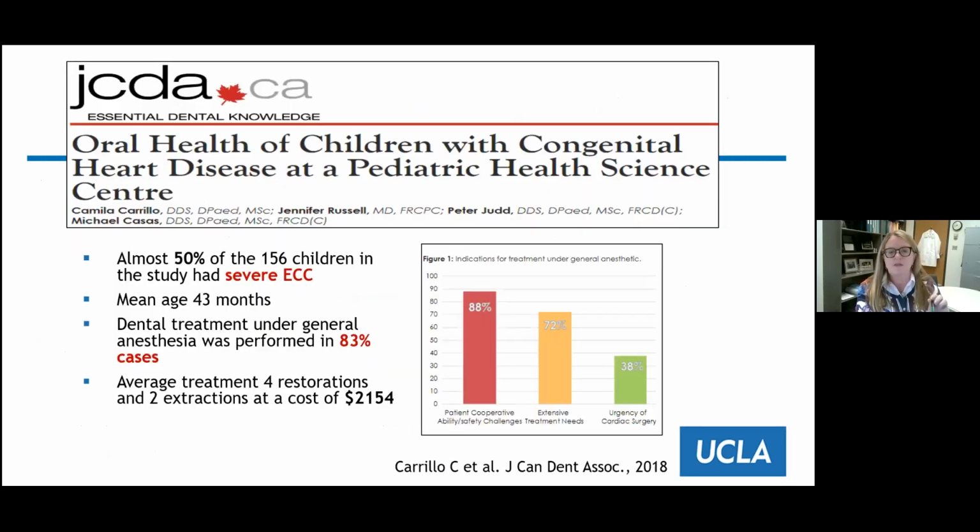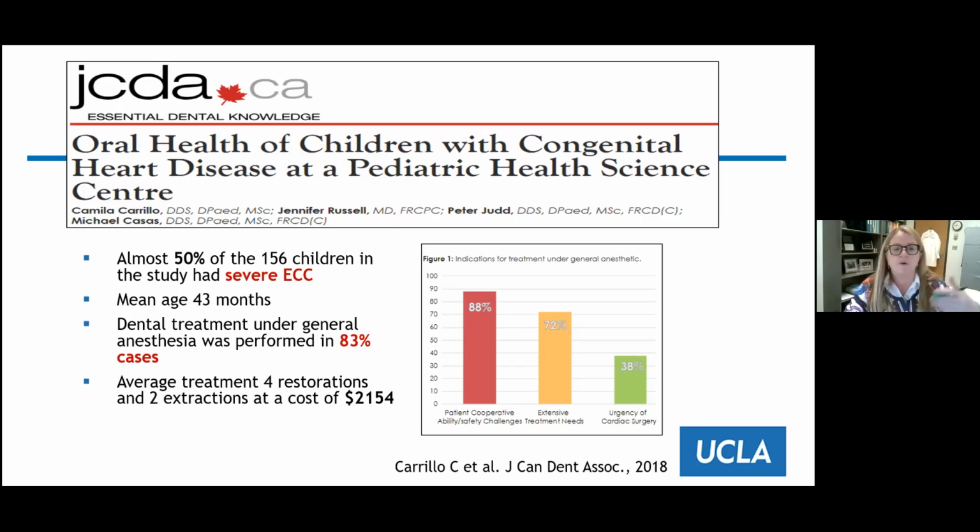This was a great study that was done in 2018. And it was published in the Journal of Canadian Dentistry, where they looked at oral health of children with congenital heart disease in a pediatric health science center. And 50% of the kids with congenital heart disease, which was about 156 children, had severe early caries. And that was in a mean age of their sample at 43 months. And their dental treatment for 83% of them required a general anesthesia.